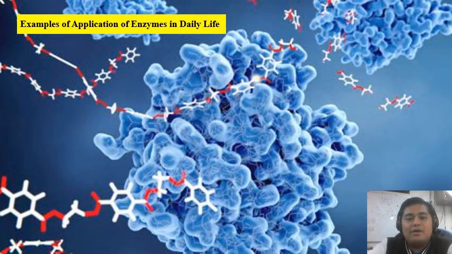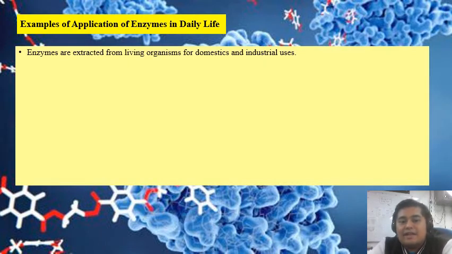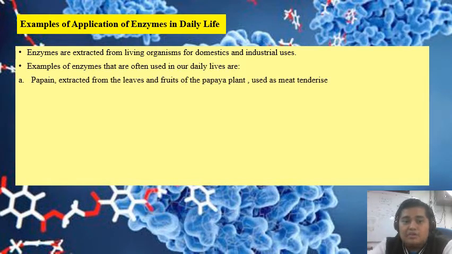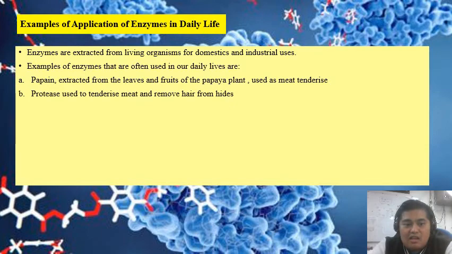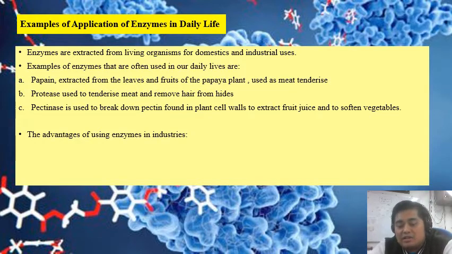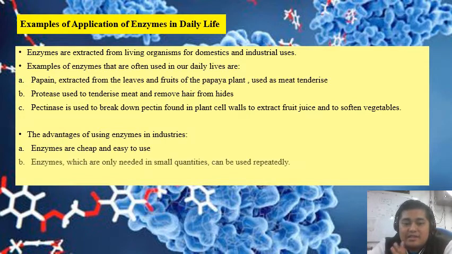Application of enzyme in our daily life. So contohnya enzyme extracted from living organisms for domestic and industrial uses. Contohnya uses in our daily life lah. Contoh macam papain extracted from the leaf and the fruits of papaya, used to tenderize meat, untuk lembutkan daging. Protease also guna untuk lembutkan daging, and also remove hair from the hides. Pectinase is used to break down the pectin in plant cell walls to extract the fruit juice and also soften the vegetables.